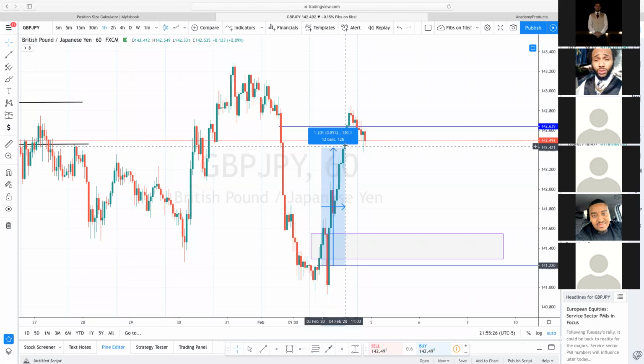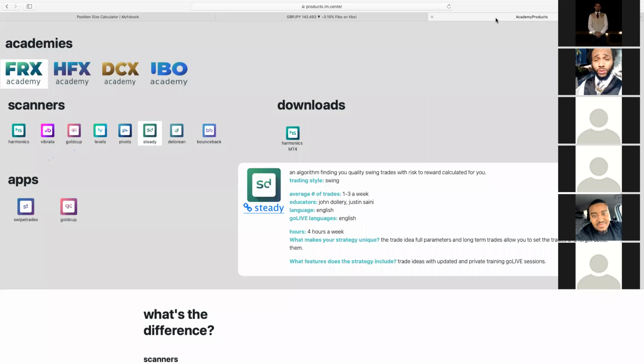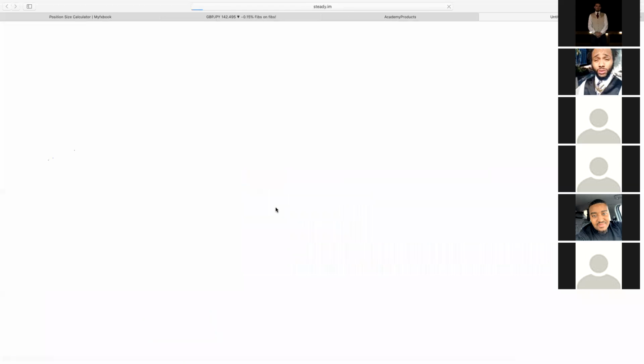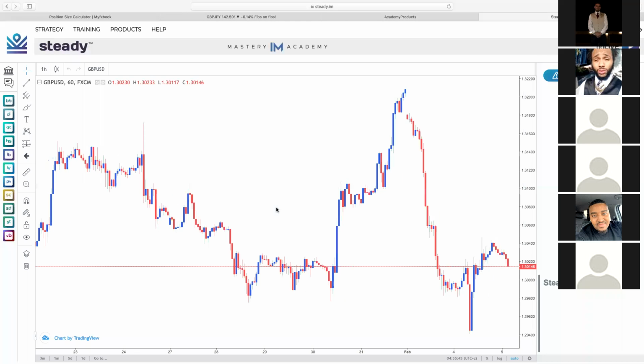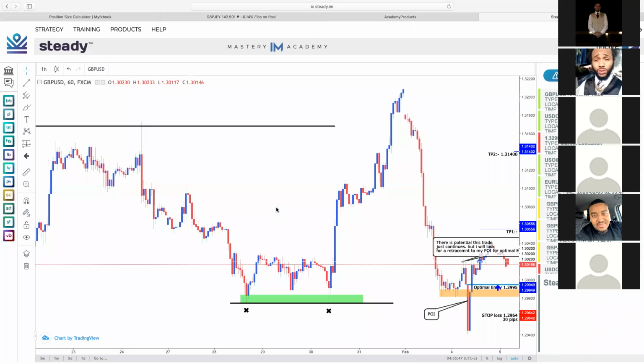So now, let me transition a little bit as we're going to wrap up this call. Wendy asked if I'm going to go over scanners. Yes, I'm going to go over scanners. These scanners are handing us trades that are risk to reward 1 to 2 minimum. But on a regular basis, I'm seeing 1 to 3, 1 to 4, 1 to 5.